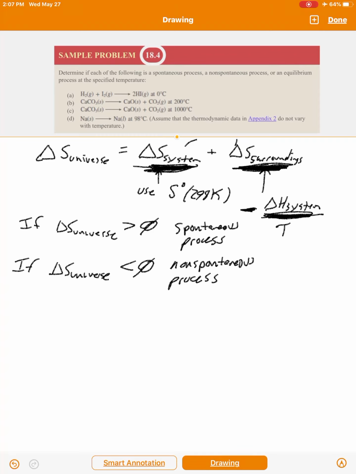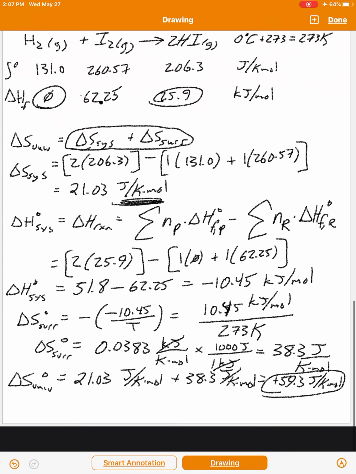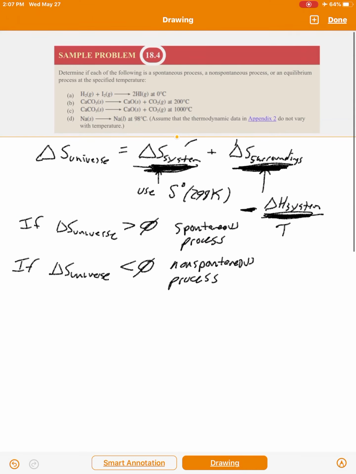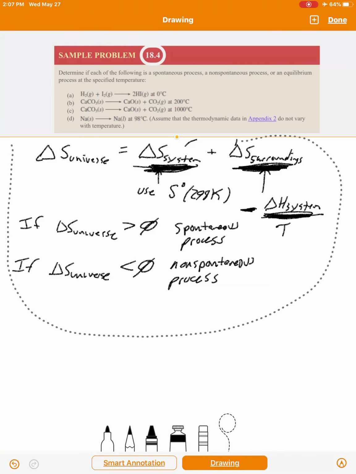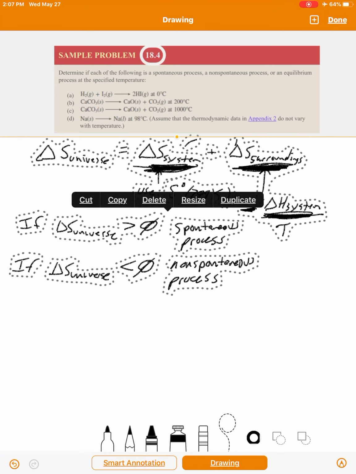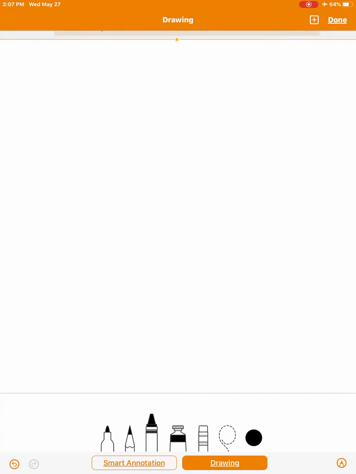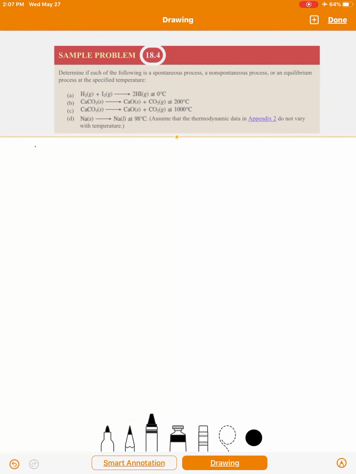Okay, let's try one more. I'm going to try part B. Part B is CaCO3 solid goes to CaO solid plus CO2 gas. Okay, that's essentially the idea there. So we're going to look up the standard entropy values for each of these materials.